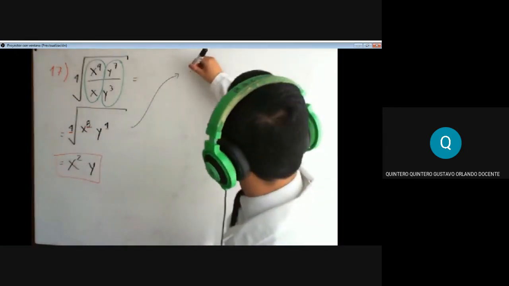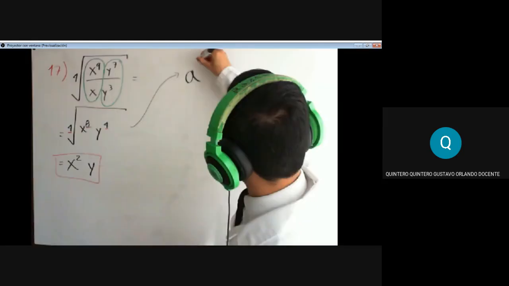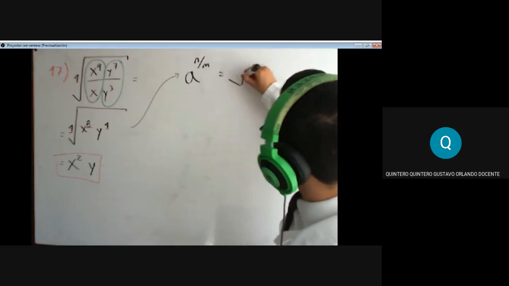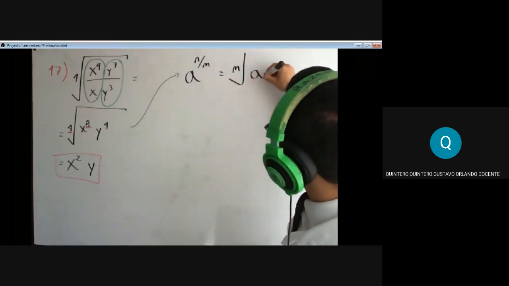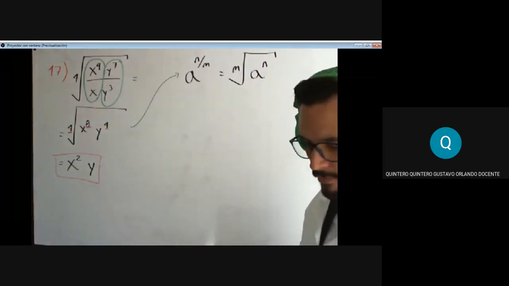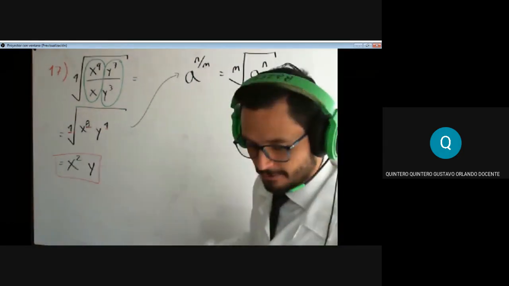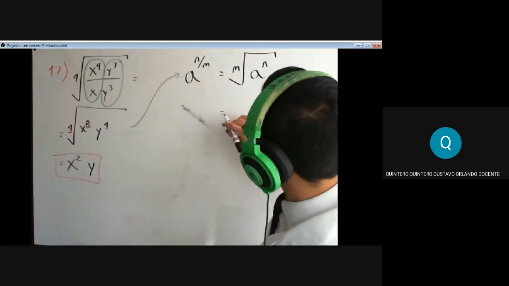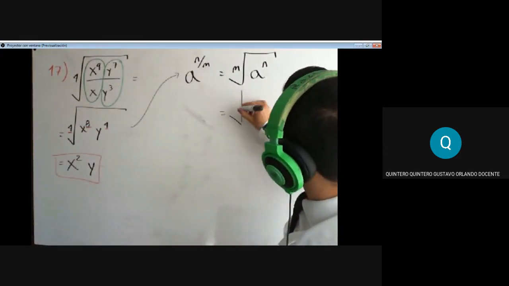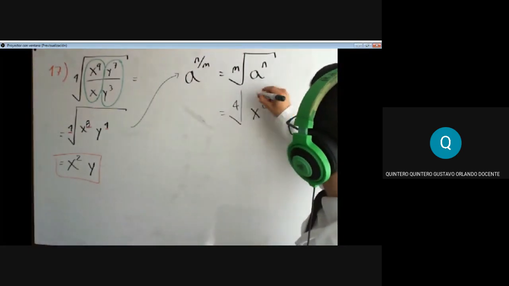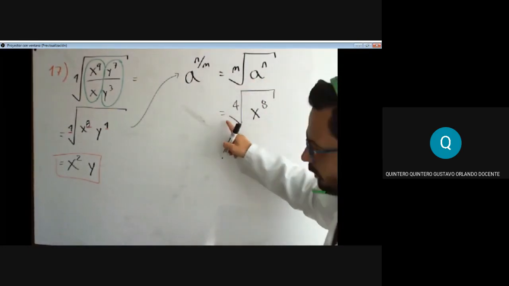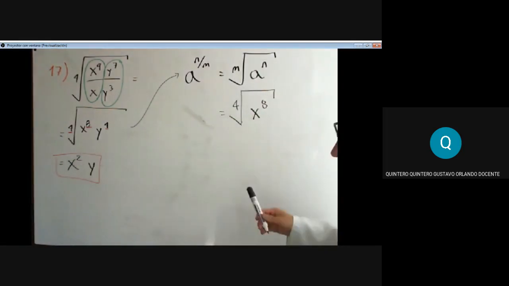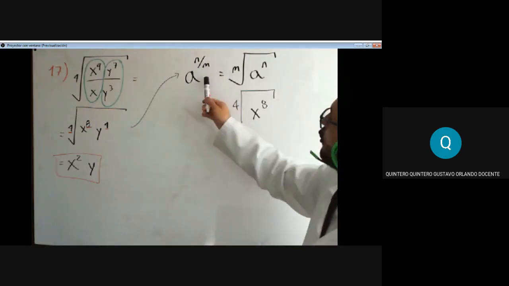Look, the first property I told you about, a to the n over m, a fractional exponent, is the same as the m root of a to the n, right? So you can apply that here. You can just say that x, let me do it backwards. You can just say that the fourth root of x to the 8th power, which is the first part, right? This can be expressed through this property.